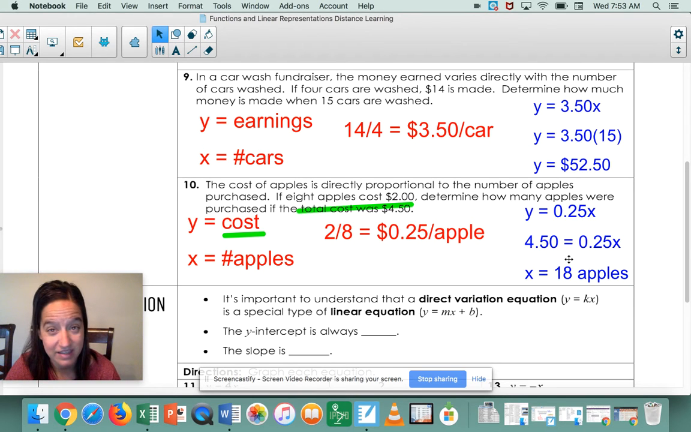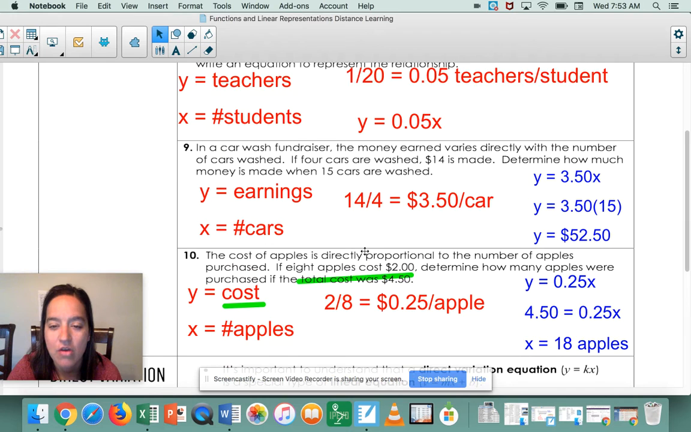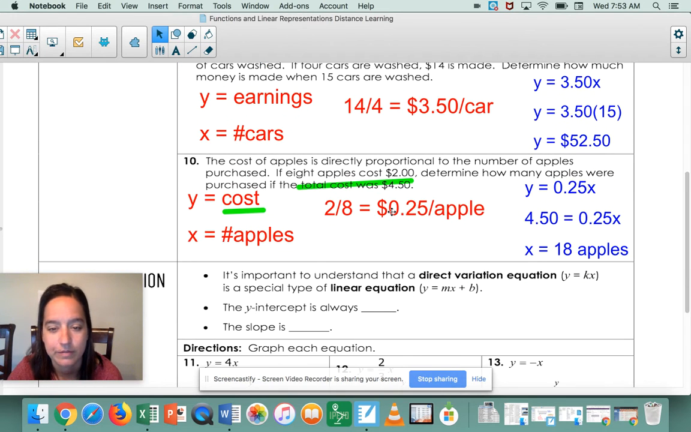How do I get my x alone? I divide. So I divide by 25 cents on both sides, and I get x equals 18 apples. So I'm able to use all of this information and then solve for problems that might happen in the future.